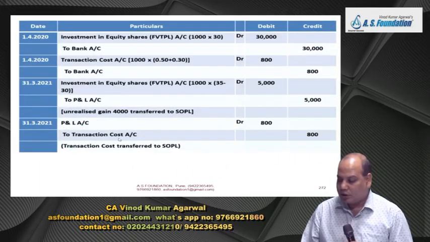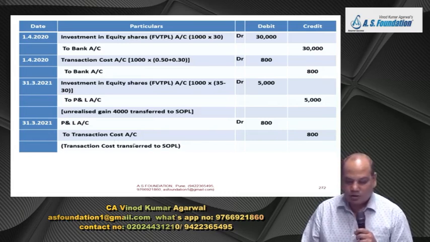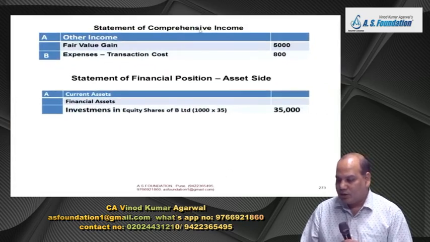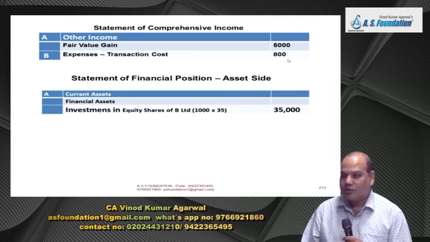And then you will transfer transaction cost to P&L account. P&L account debit 800 to transaction cost 800. Being transaction cost transferred to SOPL. For this much effort, who knows, you will get 4 marks. And then statement of comprehensive income. Other income: do we have any interest or dividend income in this question? No. Fair value gain we will write 5000 and part B expenses, transaction cost 800.